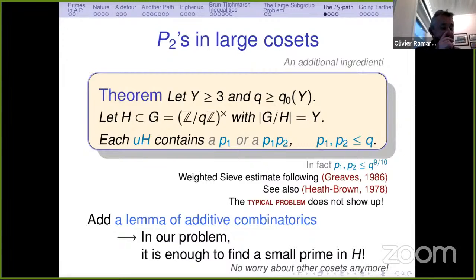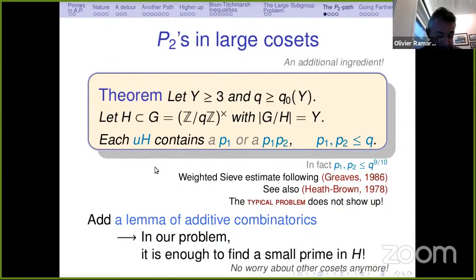Okay, I'm out of time, so let's see what I do. We'll just add another ingredient, because what we've been seeing is that we're able to detect whether we have a prime in an arithmetic progression, in a subgroup. But we have difficulty with cosets. So what can we do with cosets?